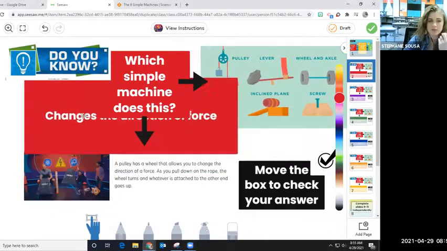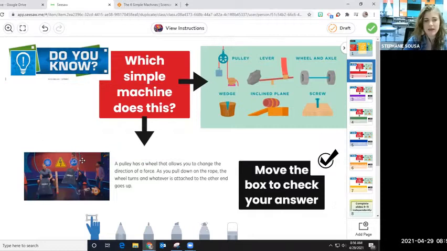All righty. And I'm going to send your breakout room invite. Okay, you are getting ready to review these, and I want to hear what questions there are. Okay, we talked about this one. A pulley has a wheel that changes the force. Any questions on how pulleys work?